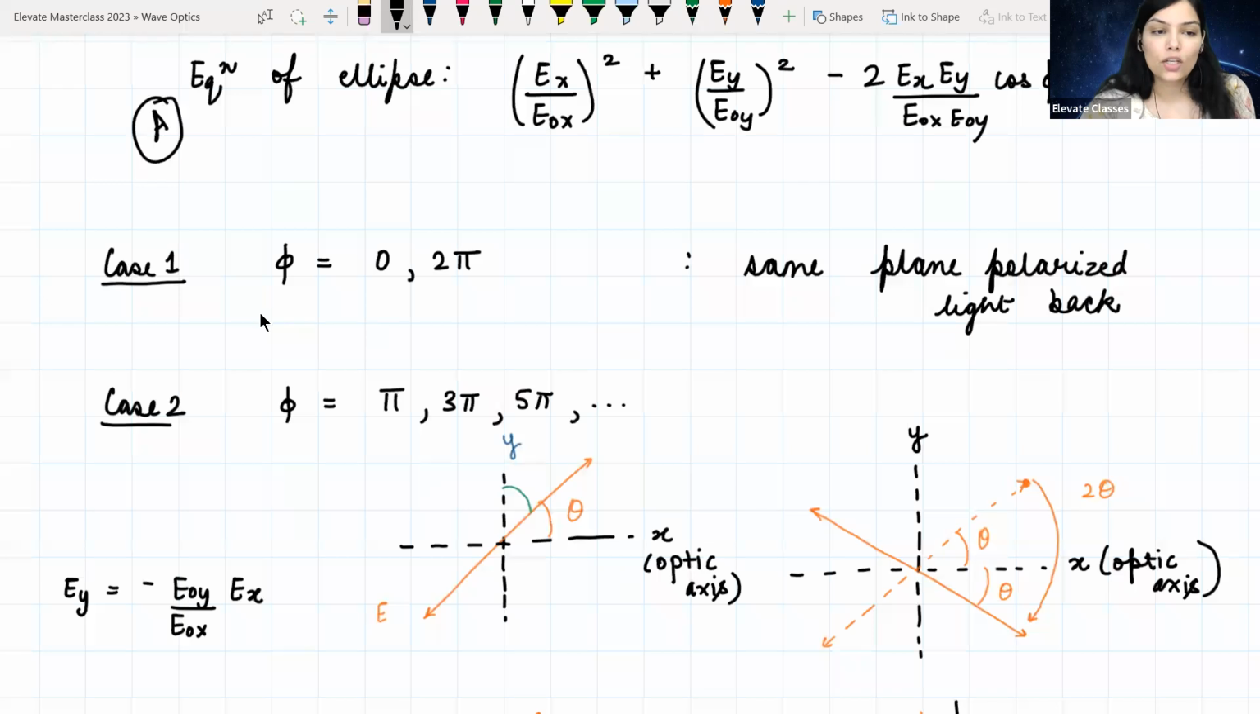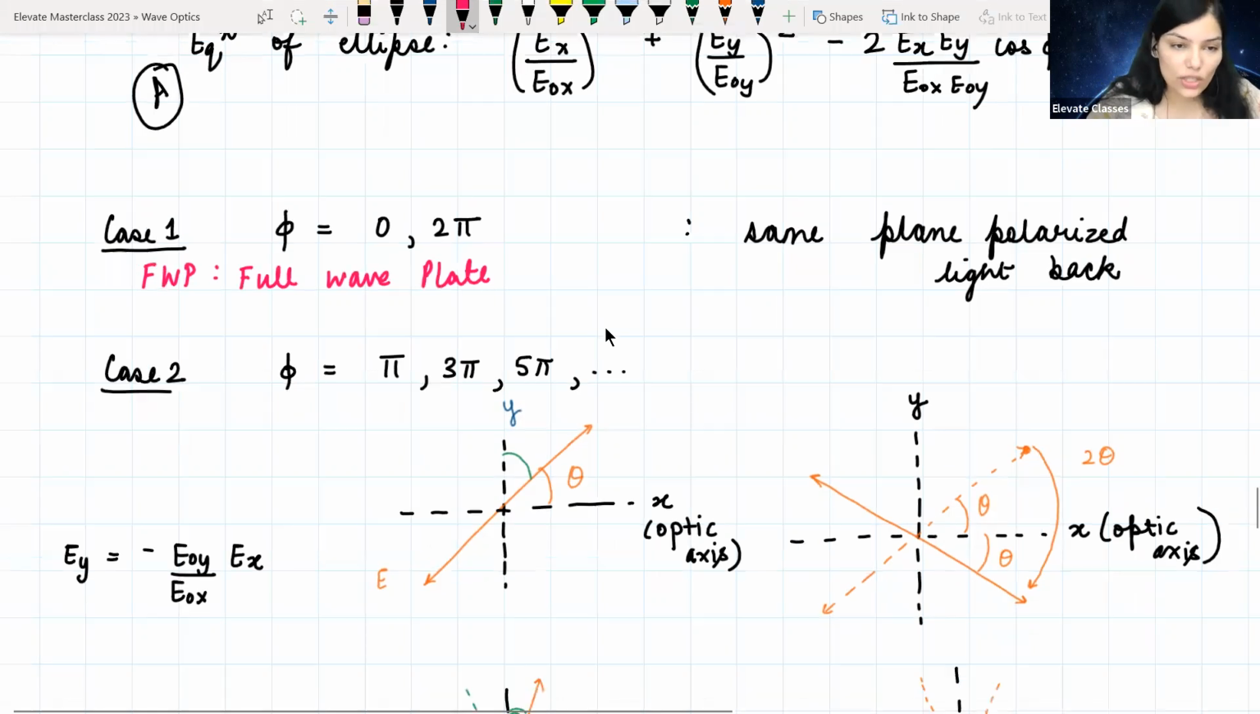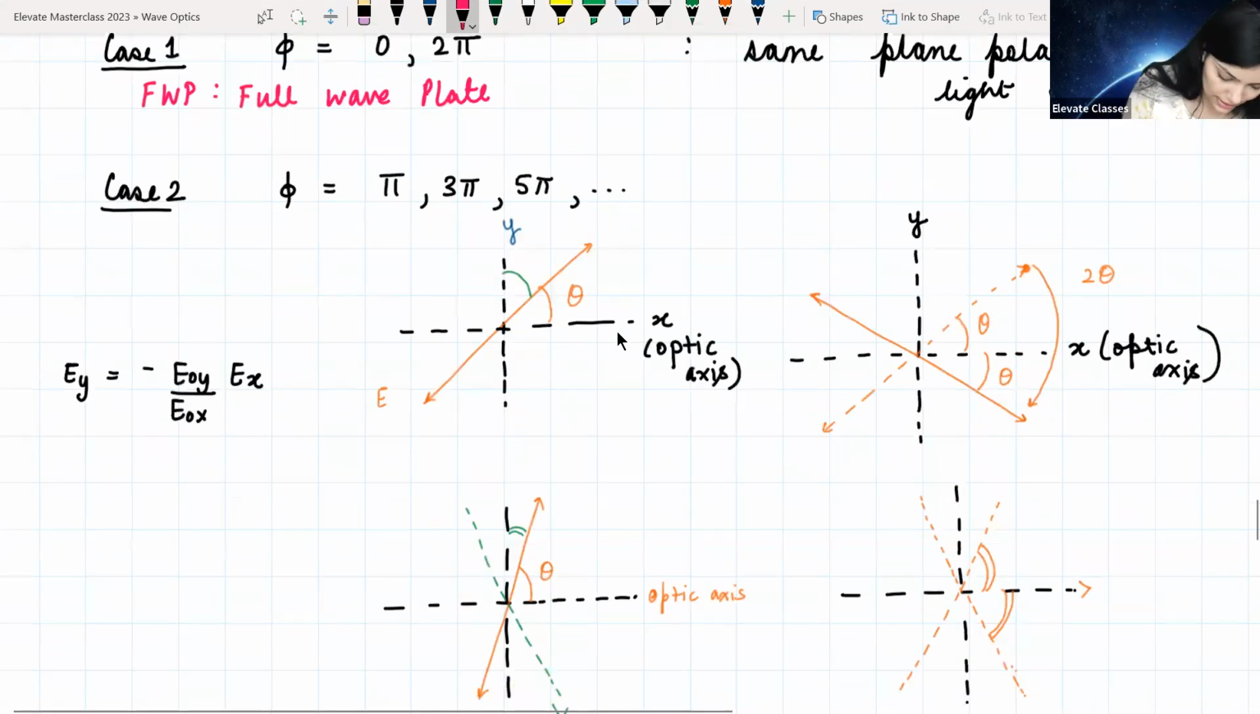change anything. So full wave plate means that, let me write it only. So what is this? This is a full wave plate. कहीं पे यूज नहीं होती है because it doesn't change any polarization. This is a half wave plate.